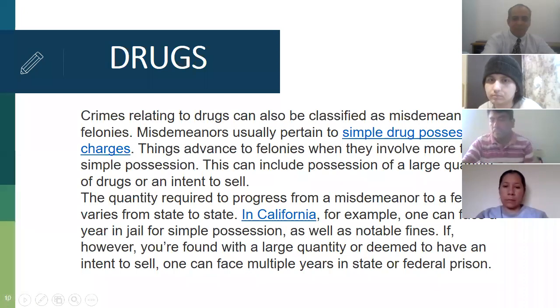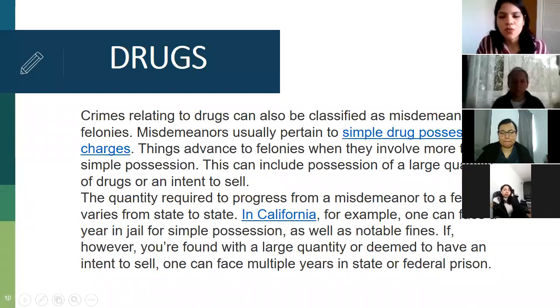Crimes relating to drugs can also be classified as misdemeanors or felonies. Misdemeanors usually pertain to simple drug possession charges. Things advance to felonies when they involve more than simple possession. This can include possession of a large quantity of drugs or an intent to sell. The quantity required to progress from a misdemeanor to a felony varies from state to state.